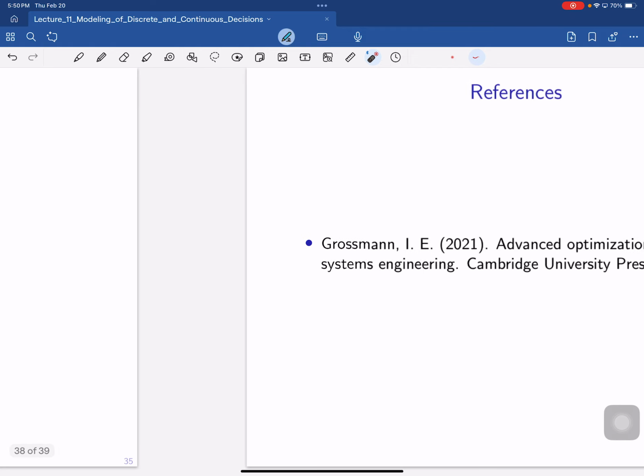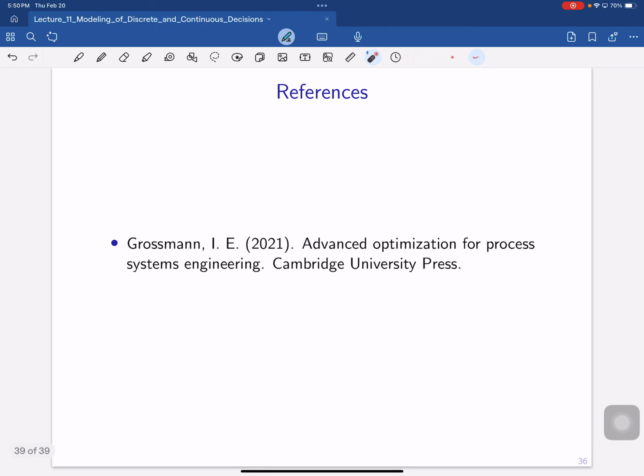And then the reference is this textbook written by my PhD advisor, Professor Grossmann, on advanced optimization for process systems engineering. You can take a look at the reference as well. Okay.